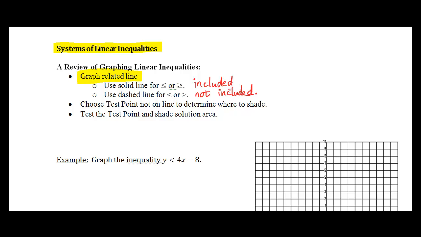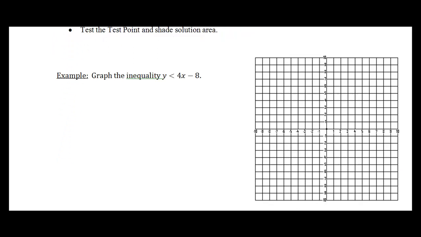After I graph the related line, noting a solid line or a dashed line, the next thing I'm going to do is choose a test point that is not on the line so that I can test in order to determine which side of my line my solutions lie. Will my ordered pairs be on top of the line or below the line? To the right of the line or to the left of the line? The important thing here is that the test point is not on the line. After I test that point, I'm going to shade my solution area, and I'll be able to show all of my solutions. Let's look at this example here.